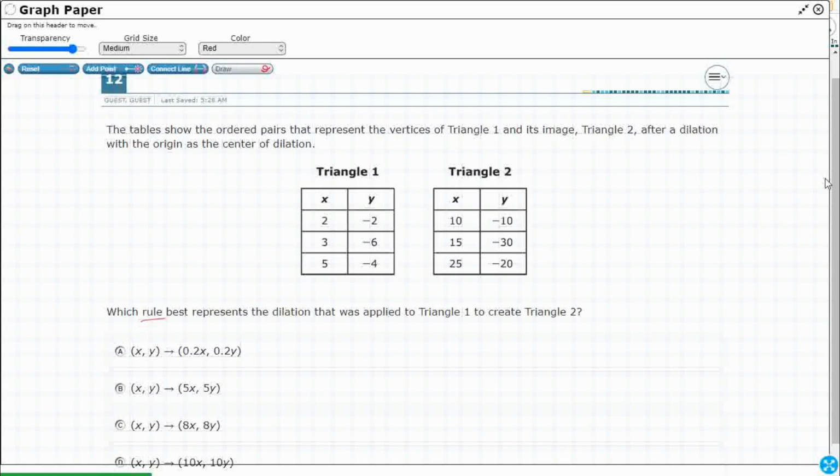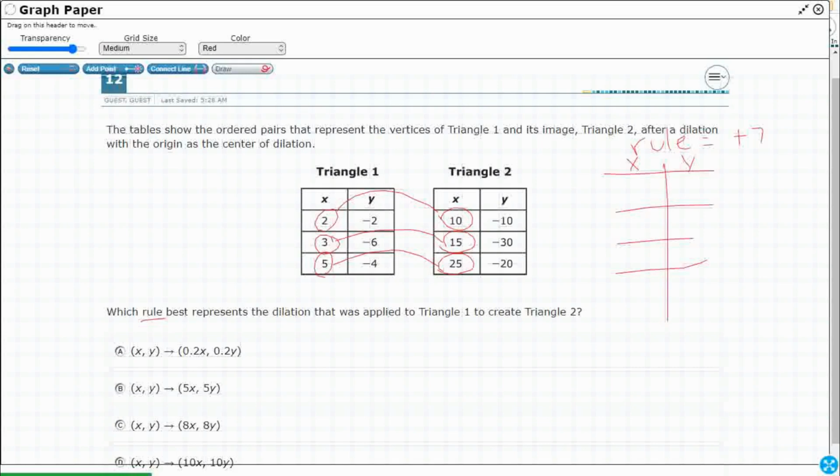So what we need to do here is match up our coordinates. The 2 is going to be dilated to the 10, so that's the first x coordinate for each. The 3 is going to be dilated to the 15, 5 is going to be dilated to the 25. Now, in a traditional table like this, when you get your rule, it's only one set of numbers. You get your x's over here, your y's over here. The rule might be plus 7. So you would just take your x, add 7, and you would get y.